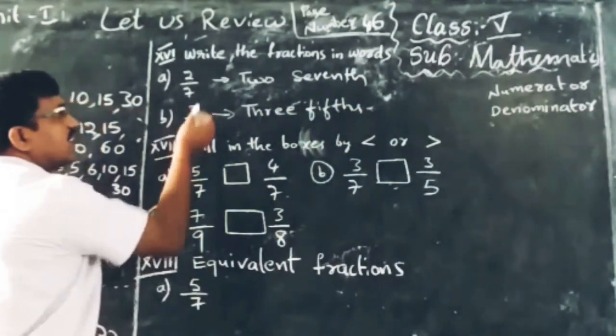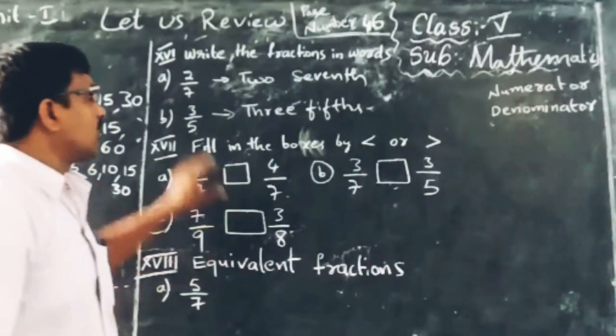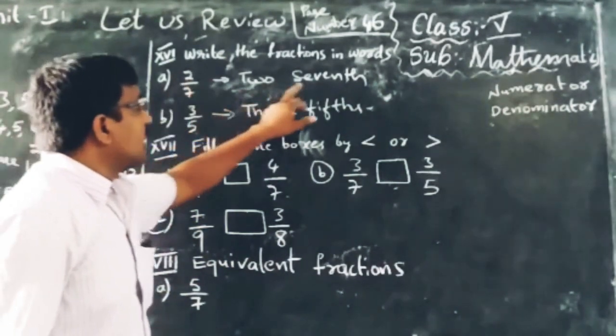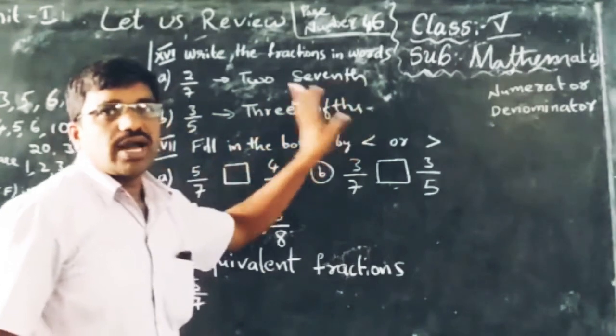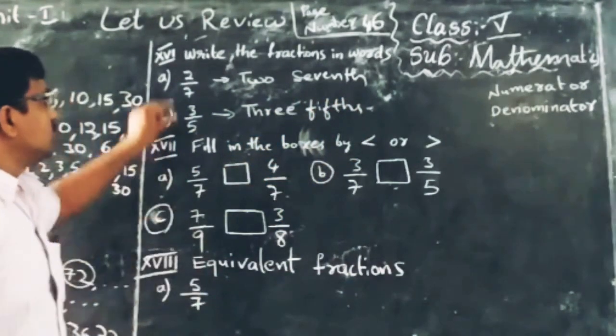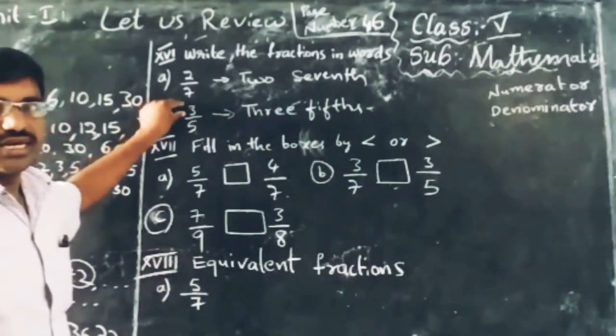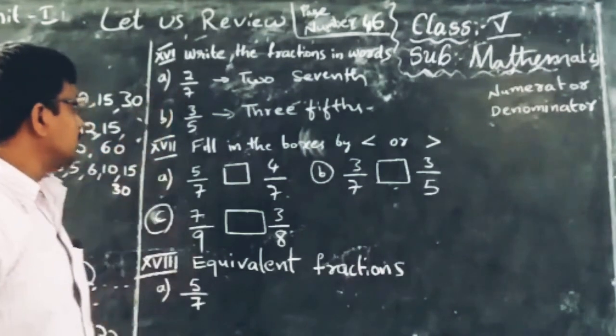So for the word form, we write the numerator and the denominator in words. Then for the fraction, we can say: out of 5 parts we have selected only 3 parts.